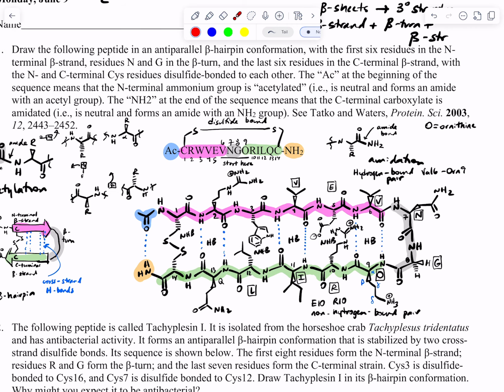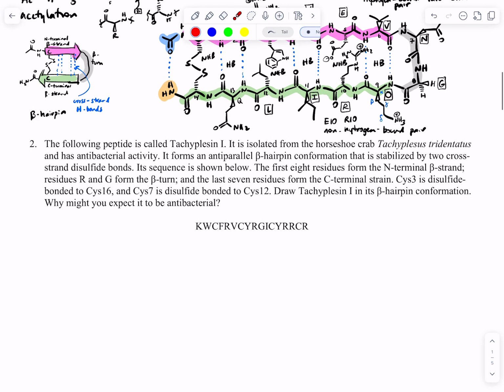All right, well, the way to practice a newfound skill is to do it again. So we are going to do that again after the break. The peptide that we'll talk about is derived from a horseshoe crab, and it's antimicrobial. This actually kills bacteria. So we're going to draw it as a beta hairpin. It's got multiple cysteines. We'll talk about that after the break.